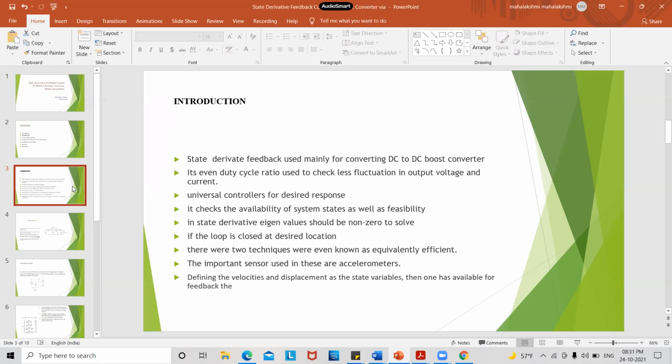State derivative feedback is mainly used to control this DC to DC boost converter, and the duty ratio is used to check for less fluctuations in output voltage and current. The desired response can be achieved with universal controllers, and the system will be feasible. We can also check the system availability. If we want any loops to be placed at desired locations, we can see their eigenvalues. The further slides will be handed over to Gautam.